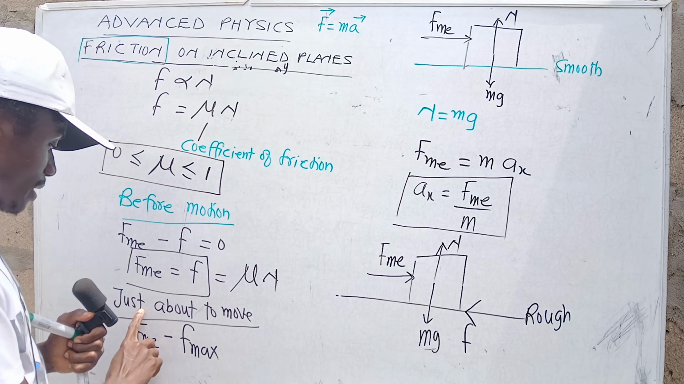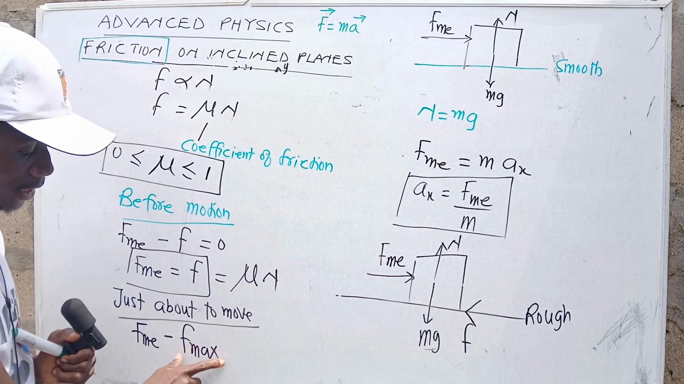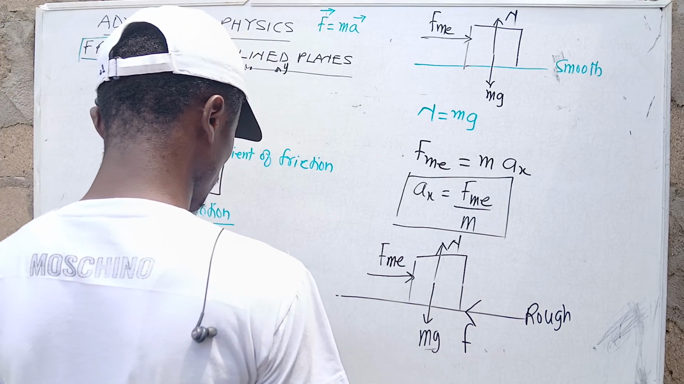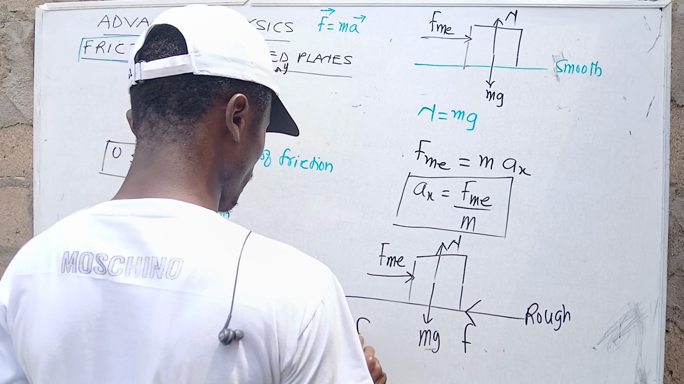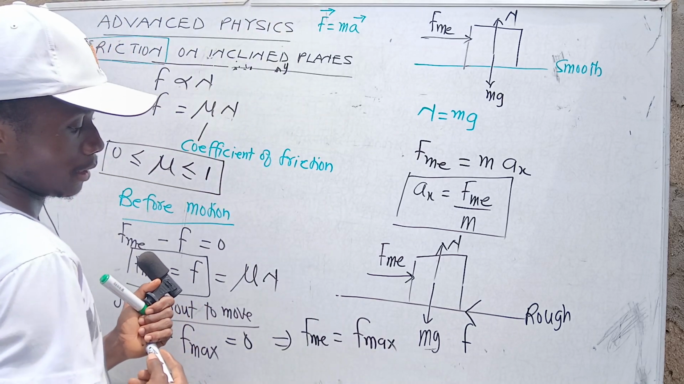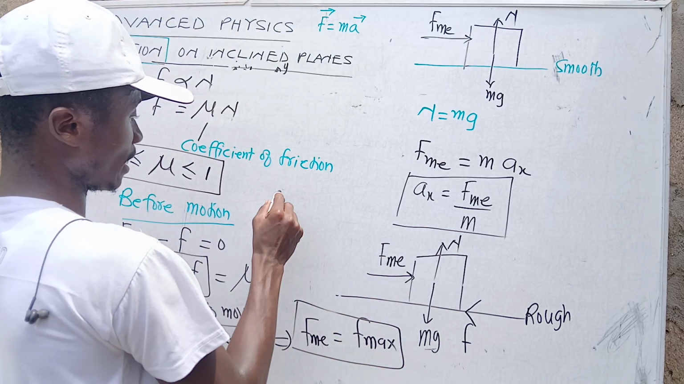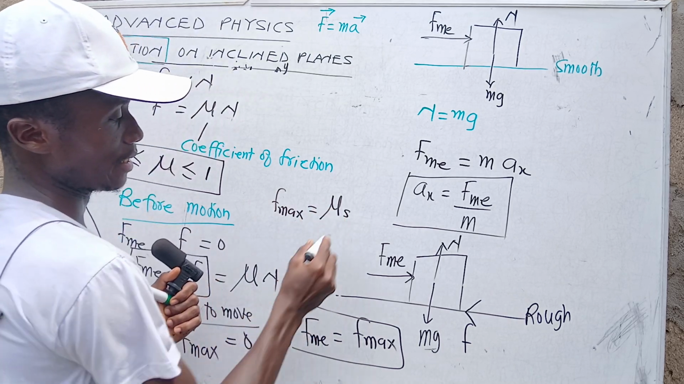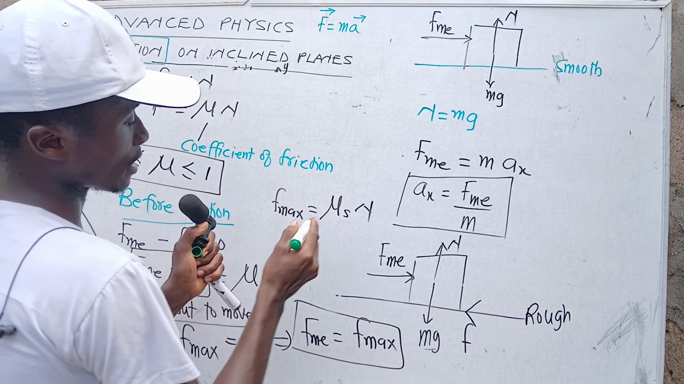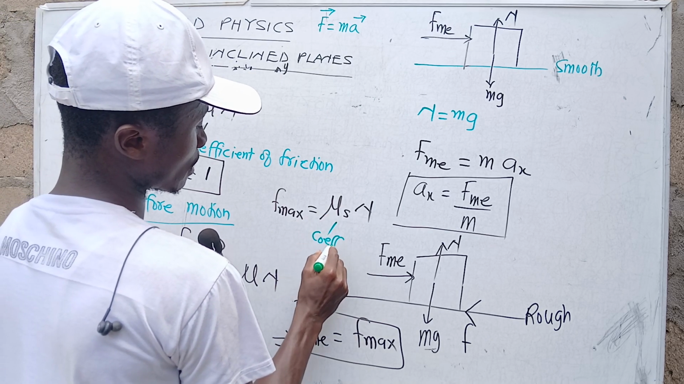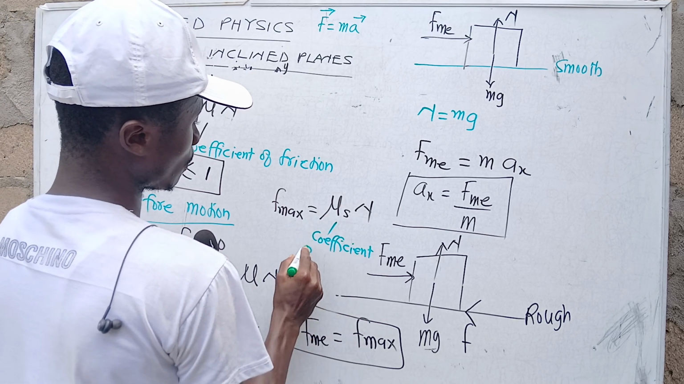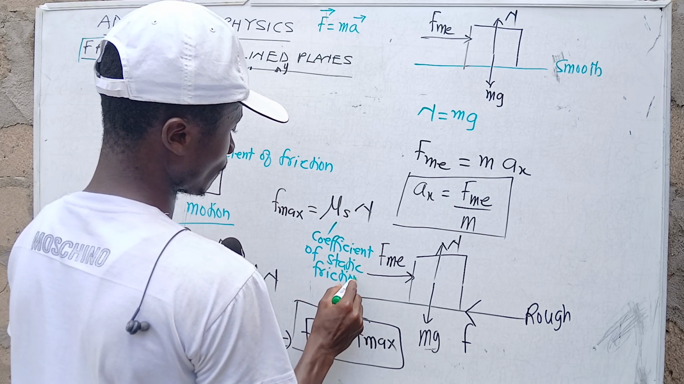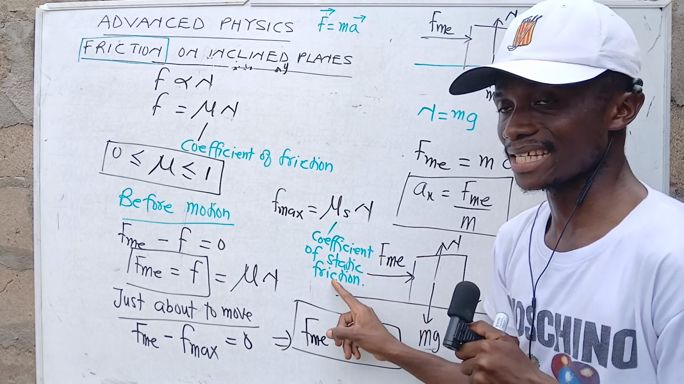So let's just say it is just about to move. Therefore, frictional force is the maximum. This will also be equal to 0, implying that F sub me is equal to the maximum friction. Now, the maximum friction, F max, is equal to mu s times N. And we call this mu s the coefficient of static friction.